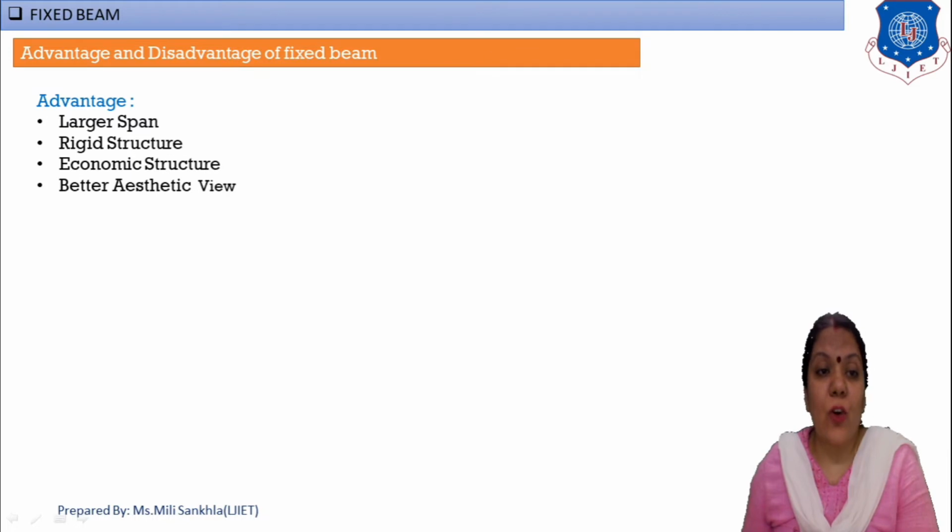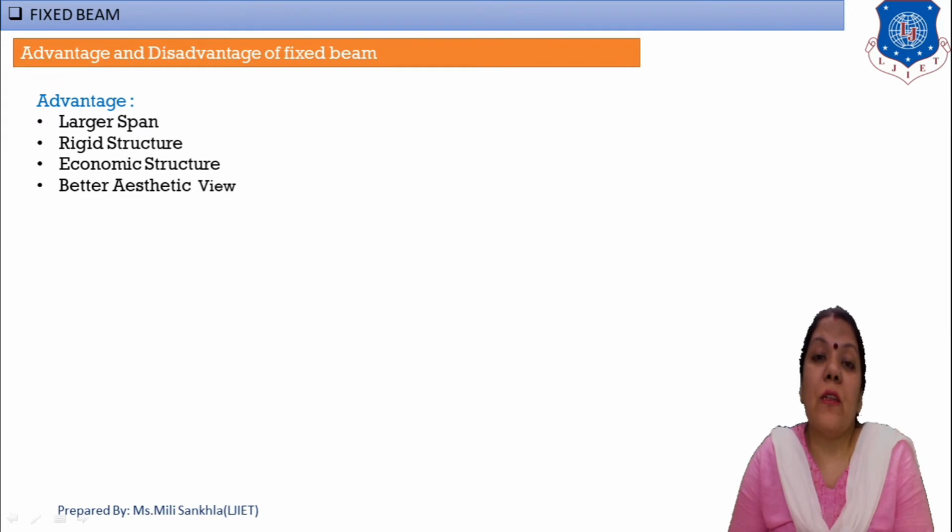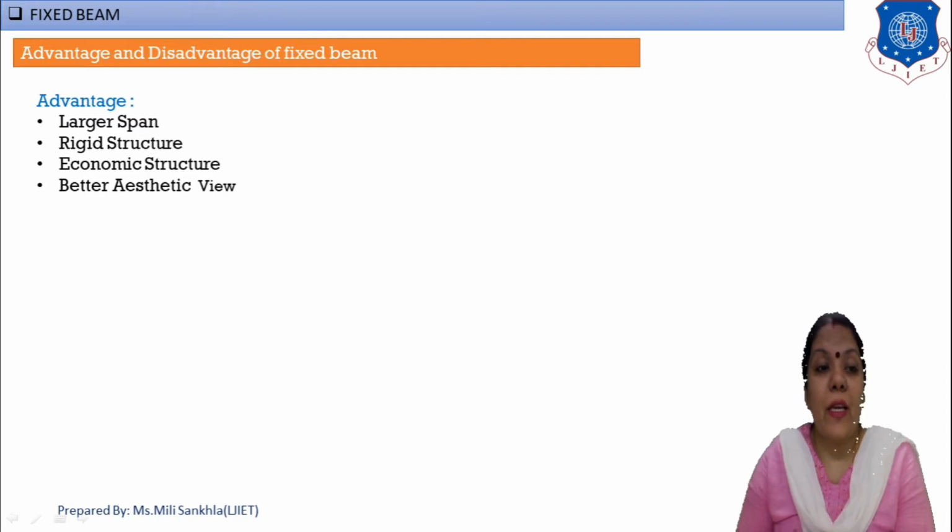Now the third is economic structure. It is a very important point. In a statically indeterminate structure like fixed beam, moment is reduced. Okay, it will be proved in the derivation. Compared to a determinate structure, an indeterminate structure has less moment. Because if moment is reduced, ultimately our section is reduced. If our section is reduced, then our material consumption is also reduced, and ultimately we get economy in construction cost. So this fixed beam, or we can say indeterminate structure, is an economic structure.